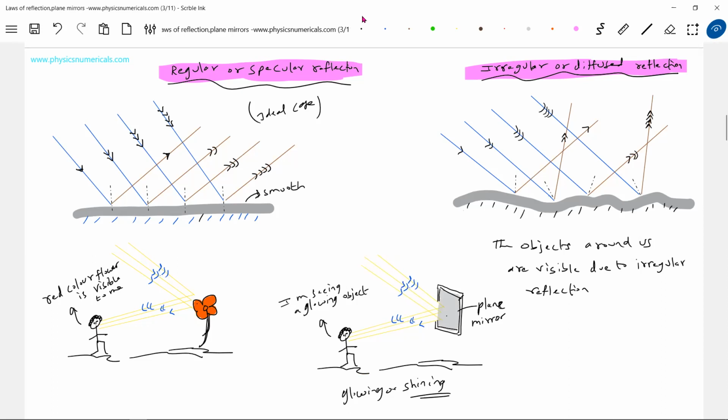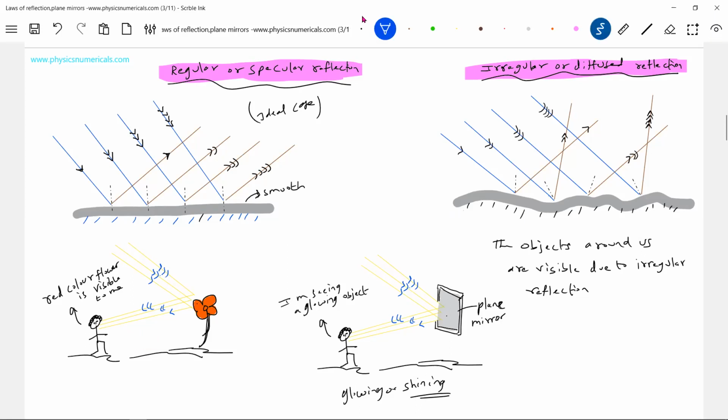The reason for that is the reflection that occurs at the mirror is almost like a regular reflection. Whereas this person is able to say clearly, like for the flower, how many petals there are, what the color is, or the details of the flower, very clearly, because of irregular reflection. The sunlight incident on the plane mirror undergoes regular reflection because the mirror is smooth. So the person cannot say what the shape of the mirror is.